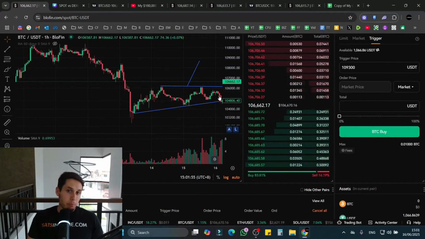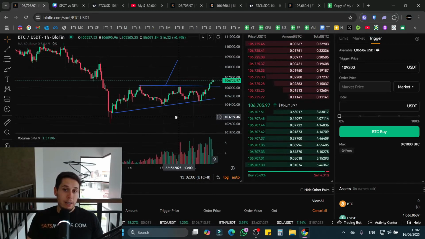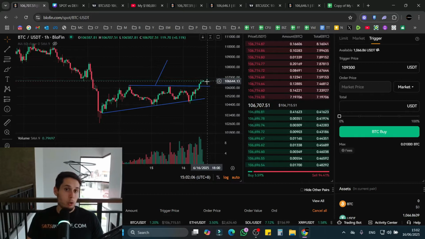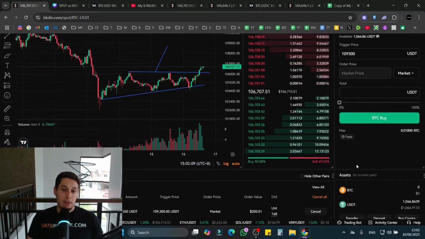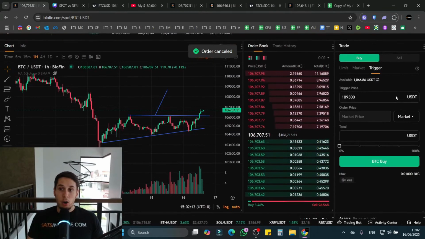So if this happens when you are sleeping or when you are at work, you're going to enter this trade and you're going to profit from this. You see, you are going to enter somewhere right here, and by the time you see that you are in this trade, you actually have some profit. So this is basically when you use trigger orders.